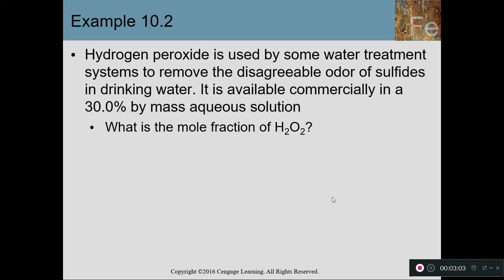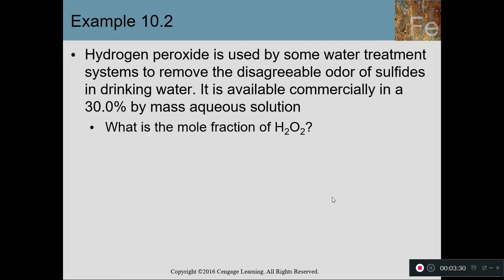Hydrogen peroxide is used by some water treatment systems and also is used for medicine to remove disagreeable odors of sulfides in drinking water. You can get a commercially available 30% by mass aqueous solution of hydrogen peroxide, which is really tough to get unless you go to a beauty salon store right now. The stuff you get in the store is only 3%. They're asking, what is the mole fraction of hydrogen peroxide in that sample?